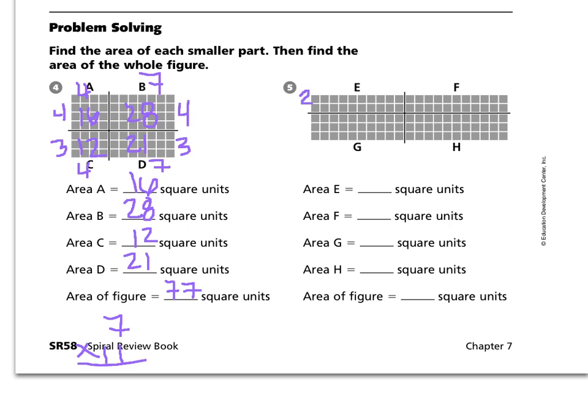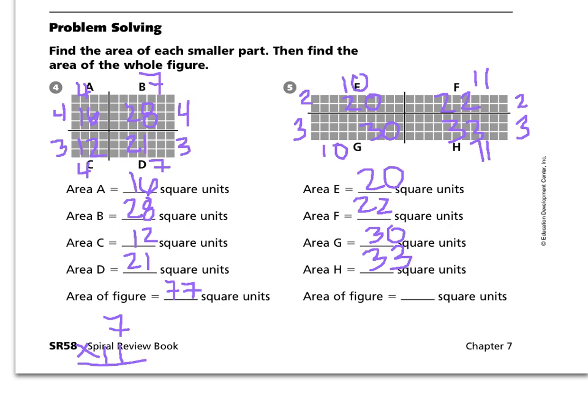So for letter E, I have a 2 by 10. For letter G, I have a 3 by 10. For letter F, I have a 2 by 11. And I have a 3 by 11. So for letter E, I have 2 times 10, which is 20. For letter F, I have 2 times 11, which is 22. For letter G, I have 3 times 10, which is 30. And for letter H, I have 3 by 11, which is 33.